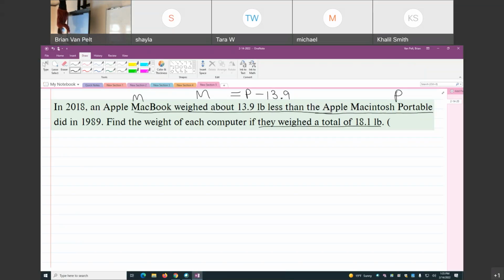A total of means what operation? Second equal. You got it. And so with M plus P equal 18.1 and M equals P minus 13.9, do you understand? I'm going to take this thing right here and plug it into that spot. The reason why I'm going to do that is because when I rewrite this equation, I'll put the P minus 13.9P.